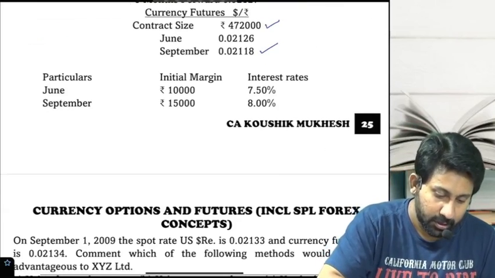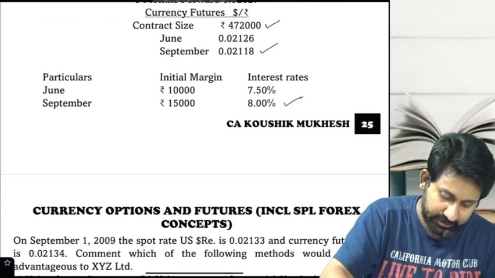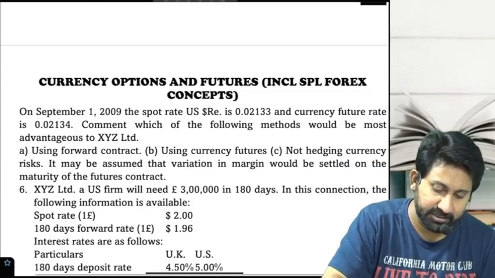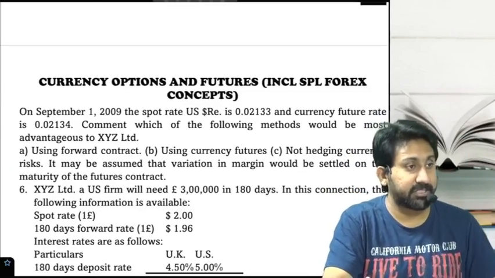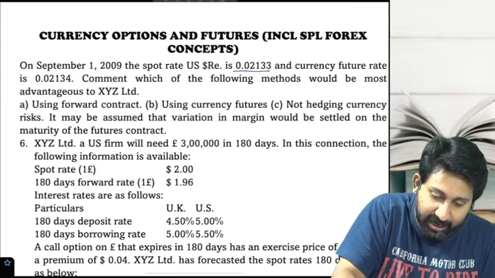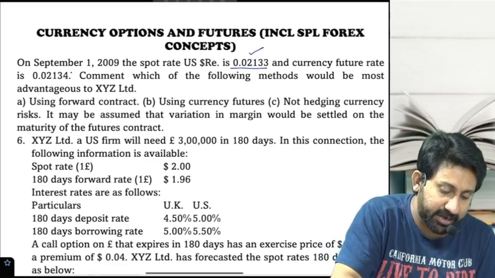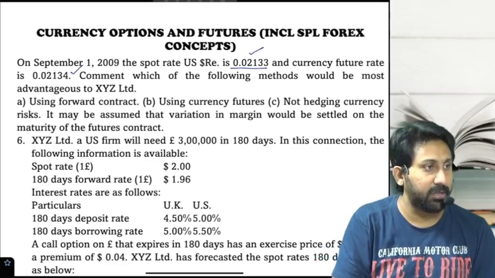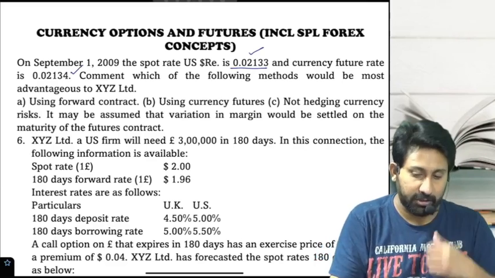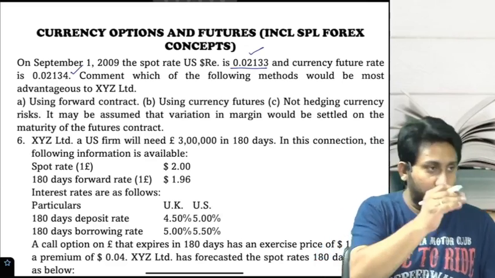Next, the September month is relevant for us. On September 1st, the spot rate: if you don't hedge your risk, at this rate you have to realize, so it is relevant. In the futures market, the expiry is going on at 0.02134. Which of the following methods will you use? That's what he is asking. Let's do it together one by one.